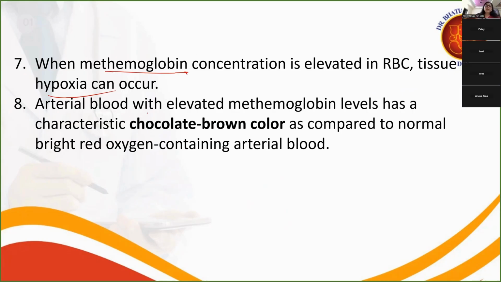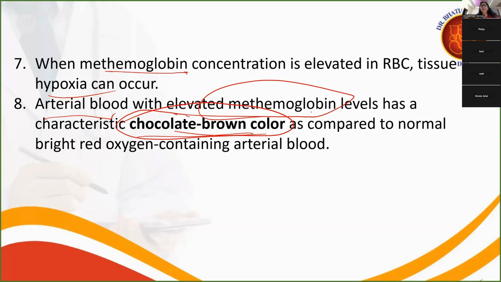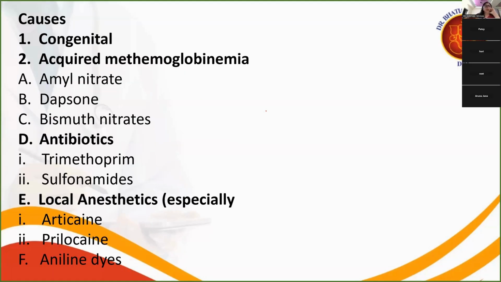And tissue hypoxia or the blood hypoxemia gives a chocolate brown color to the blood. So arterial blood with a high methemoglobin level is characterized by chocolate brown colored blood as compared to the normal bright red blood color. Causes: it can be an acquired condition.